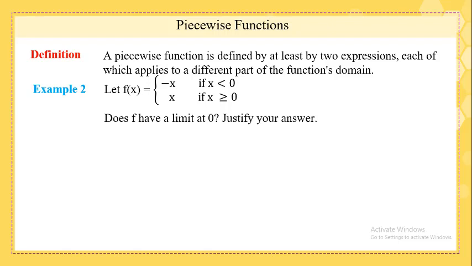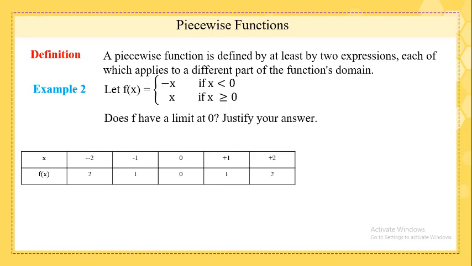The first one is minus x for x negative. This is the first part of the domain. And the second one is f of x equal to x if x is greater than or equal to 0. Does f have a limit at 0? Justify your answer. We will use the following table.